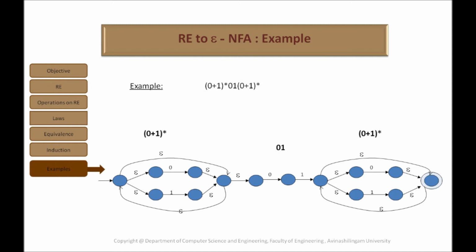And then after computing 0 plus 1 power star, we have to concatenate it with 0 and 1, which can be concatenated using induction 2. Again 0 plus 1 power star, which is already derived, can be placed here. So this is the graphical representation of 0 plus 1 power star, 0, 1, 0 plus 1 power star. This is the NFA with empty moves. So the regular expression is converted to an empty NFA. This is the example. Likewise, we can also derive an NFA for any regular expression.